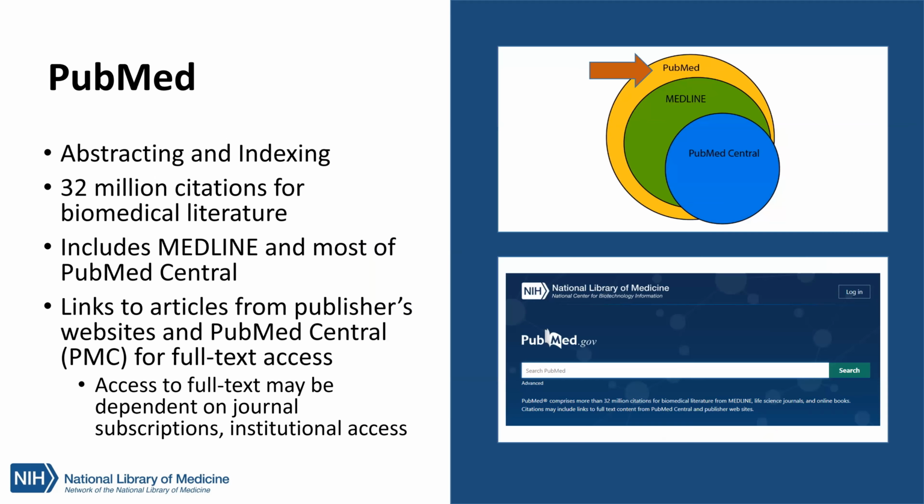PubMed is an abstracting and indexing database. It includes 32 million citations in the biomedical literature. It's free to search and use PubMed. It includes Medline and most of PubMed Central. It does not provide access to articles. It links out to a publisher's website or to PubMed Central for access. So it's important to note when you're using PubMed that access to full text articles can be dependent on your institutional access to journals and your journal subscriptions.